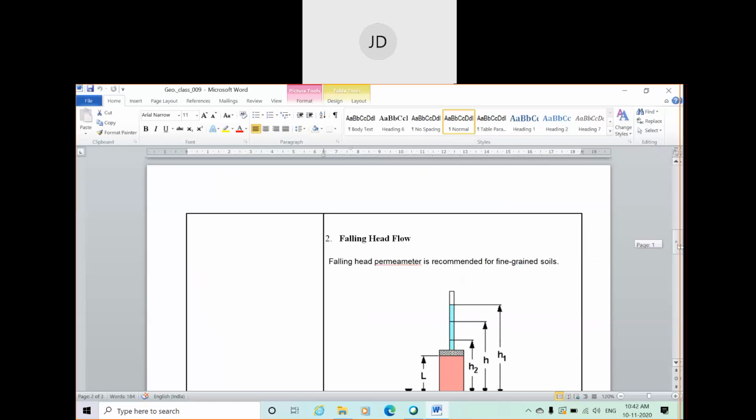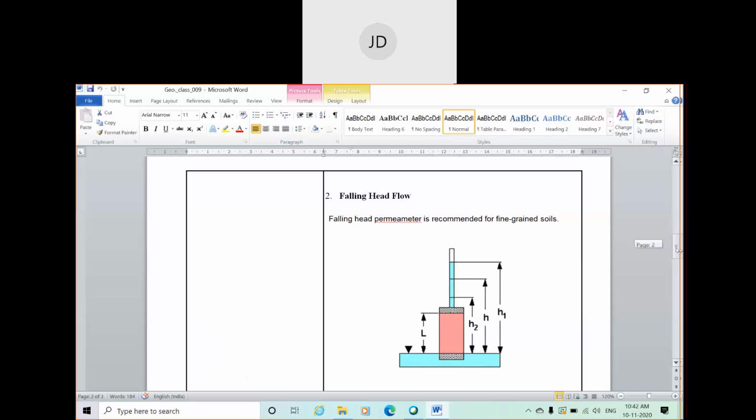Here the head will be decreasing throughout the test. Okay, the basic arrangement of the setup of the experiment is almost similar. Here you can use a similar kind of soil sample, but it should be a fine grained soil fitted between two permeable membranes, and finally at the top, one standpipe is fitted, not at the overhead tank.